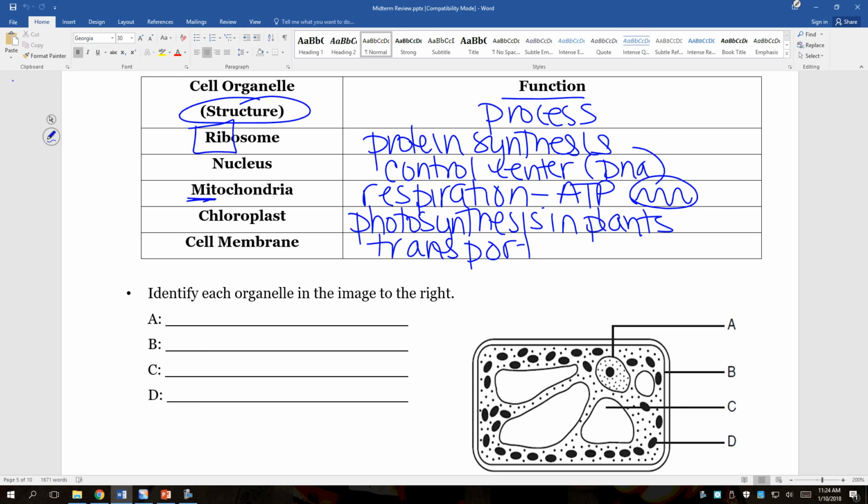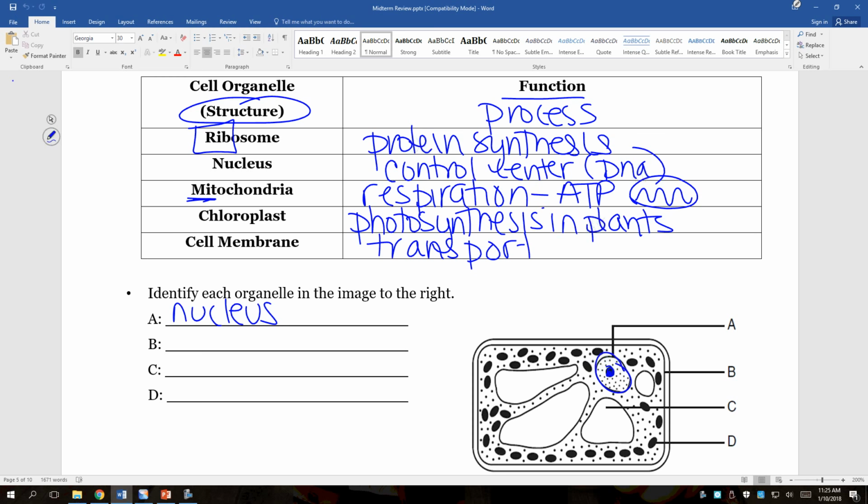Then we have a picture. We have to be able to identify what all of these organelles are inside of the picture. If we look right here, A, that structure right there, that is my nucleus. That's where my DNA, my genes, and my chromosomes are going to be located.